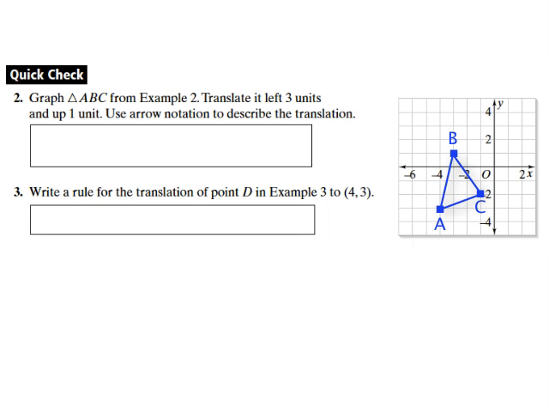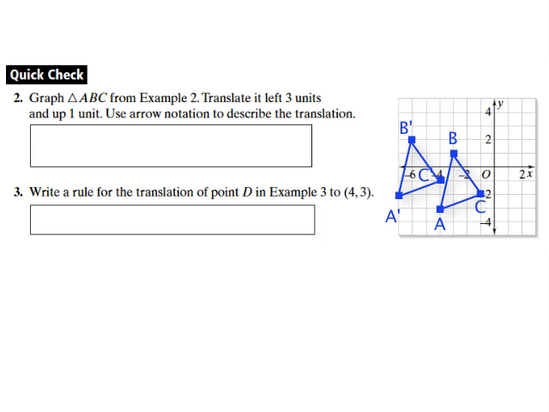I sure hope you got this one right. Take a look as I explain the correct answer to you. So you had to start by graphing triangle ABC. I hope you were able to graph that properly. Now we're ready to translate it 3 units left and 1 unit up. So we move point A 3 units left and 1 unit up, and that's A prime. Point B we move 3 units left and 1 unit up, and that's B prime. And for point C, we move it 3 units left and 1 unit up, and that's C prime.